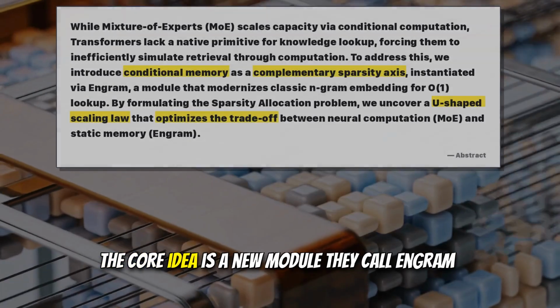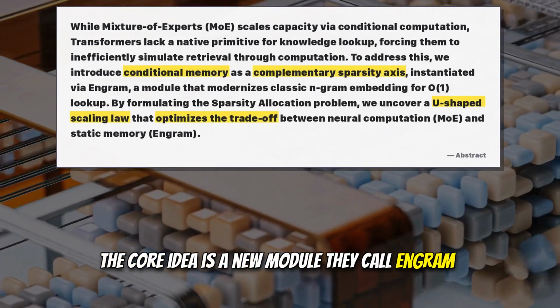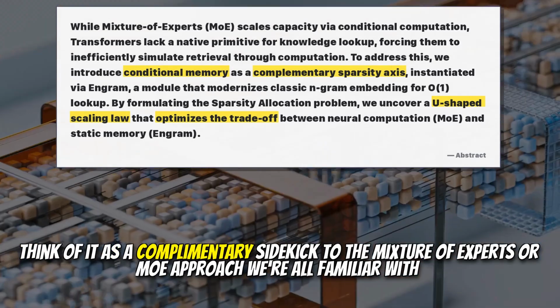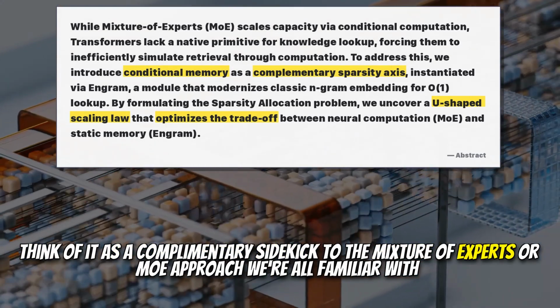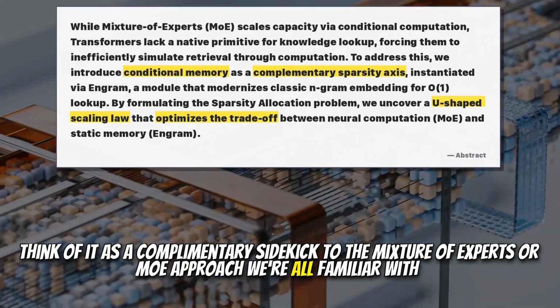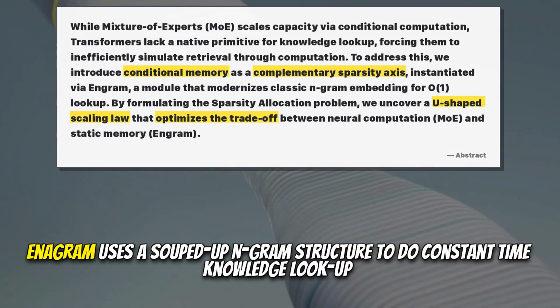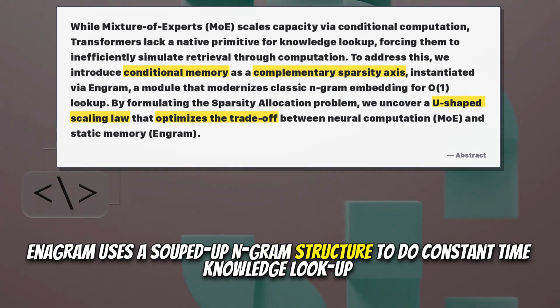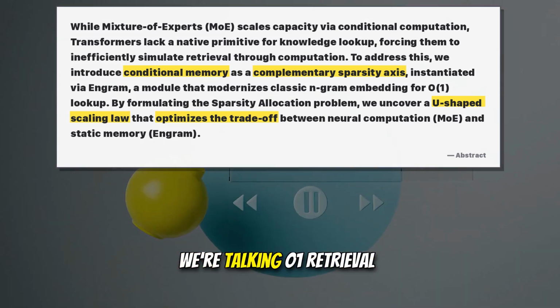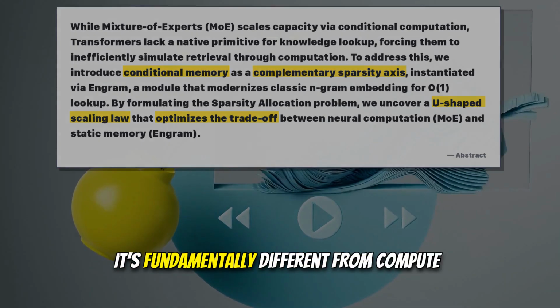The core idea is a new module they call Engram. Think of it as a complementary sidekick to the mixture of experts, or MOE, approach we're all familiar with. Right, but it provides a totally different kind of sparsity. Engram uses a souped-up Engram structure to do constant-time knowledge lookup. We're talking O(1) retrieval. It's fundamentally different from compute.